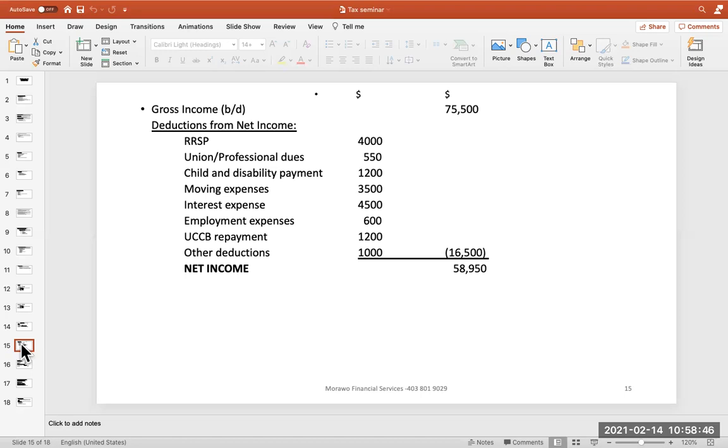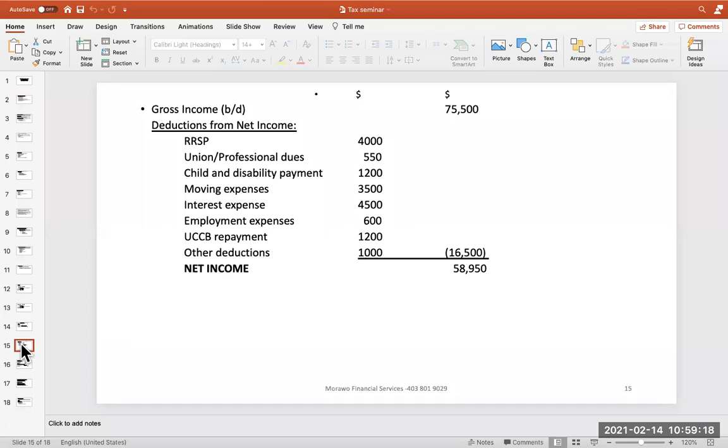Then you have moving expenses. Okay, thank you, 3,500. Interest expense, thank you, 4,500. Employment expenses, like throughout last year, most people worked from home. So, oh, thank you for doing that. Yeah, we give you part of the money you spent while working from home. Then UCCB repayment, okay, yeah, we overpaid you, you pay us back, okay, we allow you to take it from your income, and other deductions.